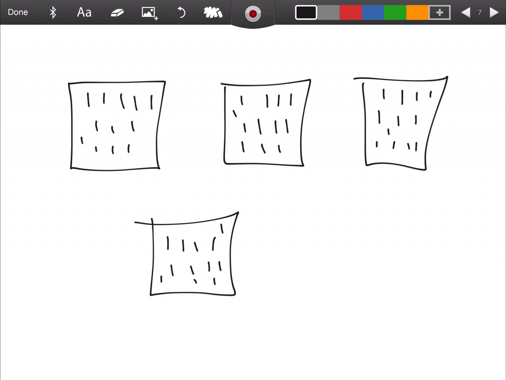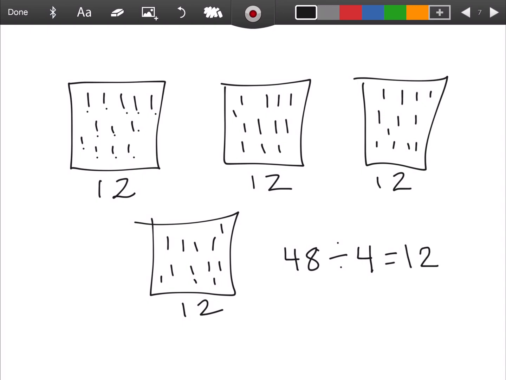And then you would count how many bars in each box. 1, 2, 3, 4, 5, 6, 7, 8, 9, 10, 11, 12. 12 bars in each box. And that would be your proof that you know that if you had 48 ice cream bars and you divided it into 4 boxes, you would get 12 bars in each box. You could also do something a little more complicated.